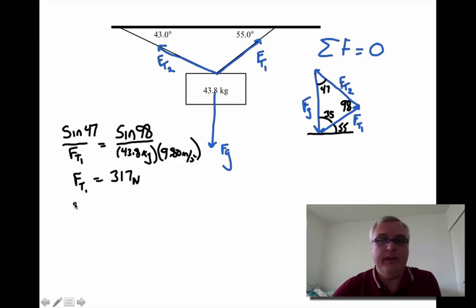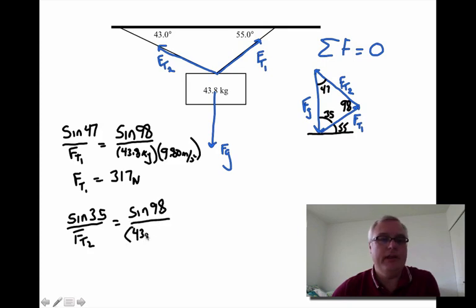I could do the same thing for Ft2. The only thing that's going to change in the equation is that this angle becomes 35, because that's the opposite side to Ft2, the second tension force. Everything on this side is the same. It's still sine 98, and the weight of the object, 43.8 kilograms and 9.80 meters per second squared. So what we end up with is the second tension force is 249 newtons.